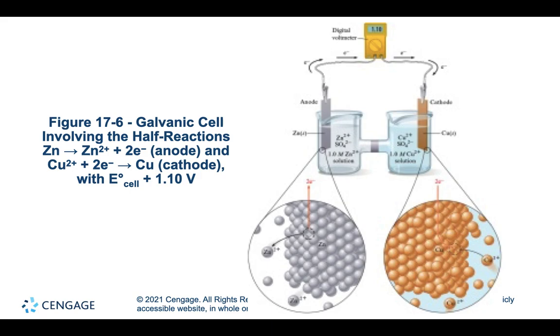I'm making a voltage out of running the zinc ion and zinc metal as an anode side, and a copper plus 2 and copper metal as a cathode side. So the electrons are going to flow from the anode to the cathode and produce a voltage measured with a voltmeter here of 1.1 volts. Now with 1.1 volts, maybe I can light an LED or run a little electric motor or something.